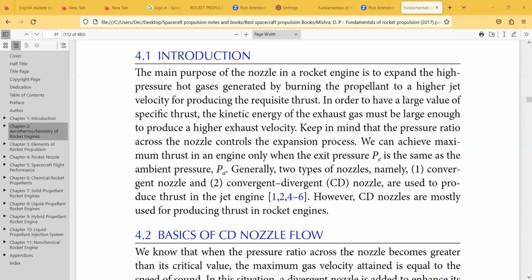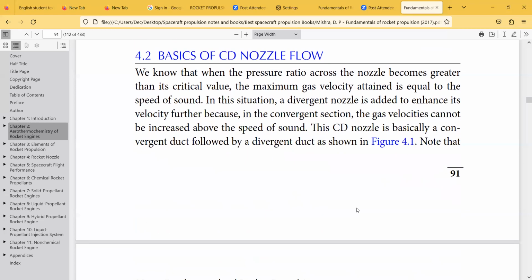Okay, so generally, two types of nozzles are there. One is convergent nozzle, and another is convergent divergent nozzle. So these are two types. Convergent divergent nozzle is represented as CD, which is used to produce thrust in the jet engine. So CD nozzles are mostly used for producing thrust in the rocket engines. This convergent divergent nozzle type.